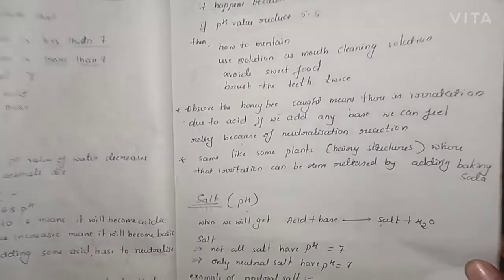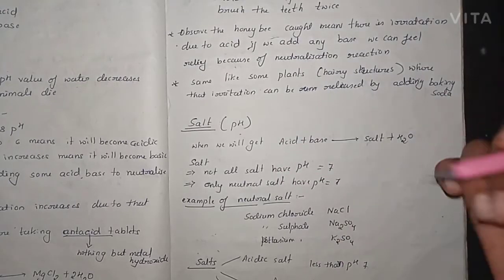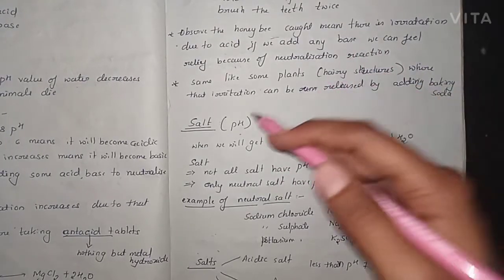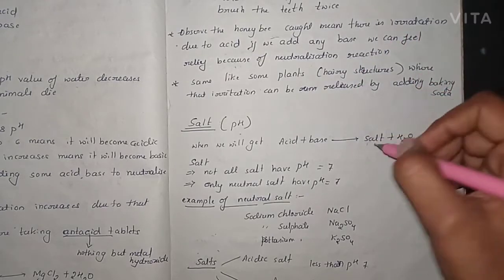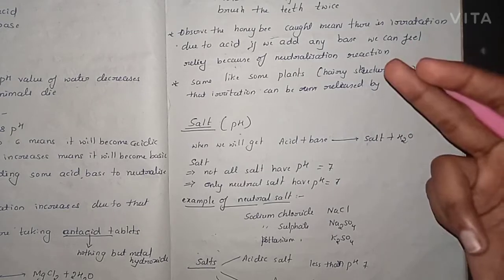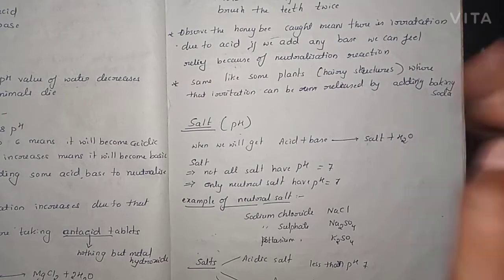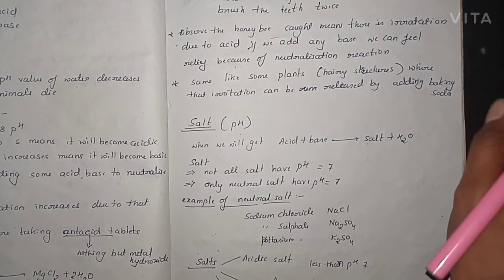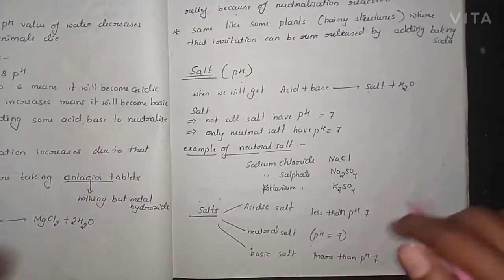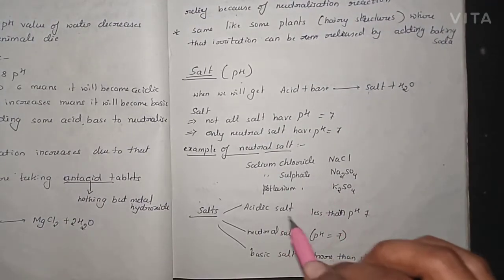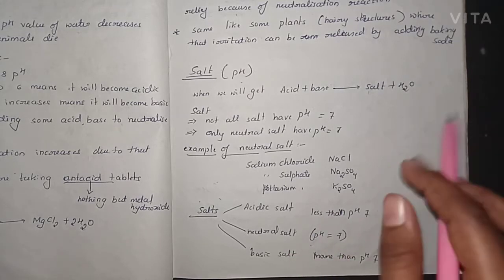After that, salt. We have studied the pH value of salt. As we know, acid combines with base to form a salt. Then does the salt always have pH 7, neutral? No. If the pH value is 7 it is neutral, but there are two more types: the acidic salt and the basic salt. Acidic salt has a pH value less than 7, basic salt more than 7. How it is formed, that we have studied.